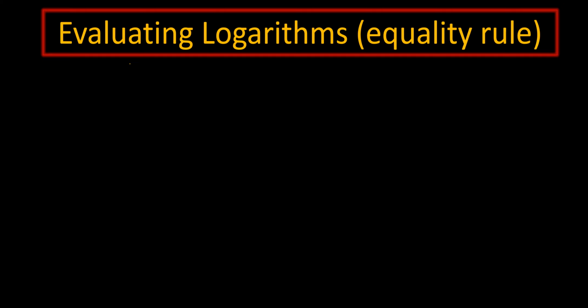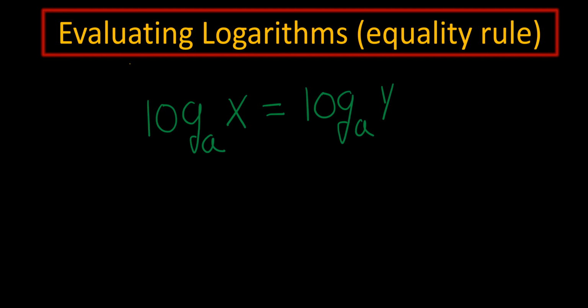In this lecture, I'd like to go over evaluating logarithms, more specifically, the equality rule. The formula you're going to need is this: log base a of x equals log base a of y. So long as they have the same base a, our two terms, x and y, will equal each other. Let's work through an example.